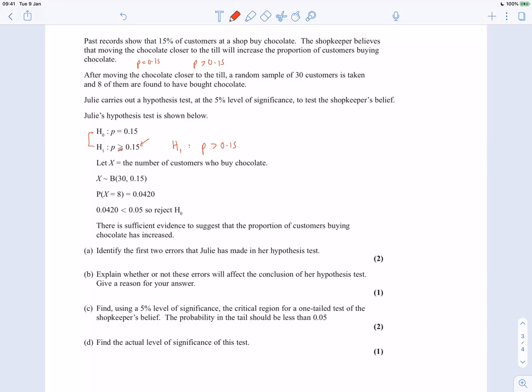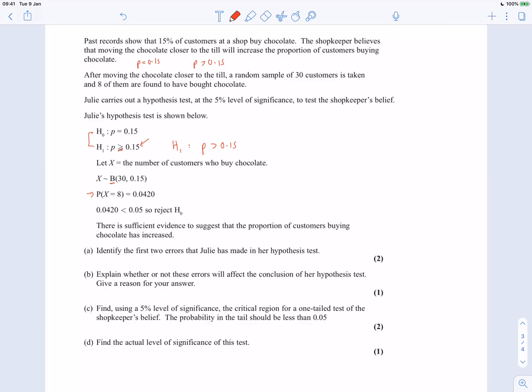Let X equal the number of customers who buy chocolate. Fair enough. Then X is distributed binomially, with n = 30, yes, and probability of success 0.15. Okay, probability of X equalling 8 is 0.0420. Okay, that's weird.